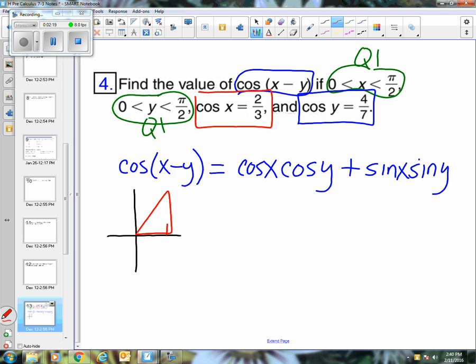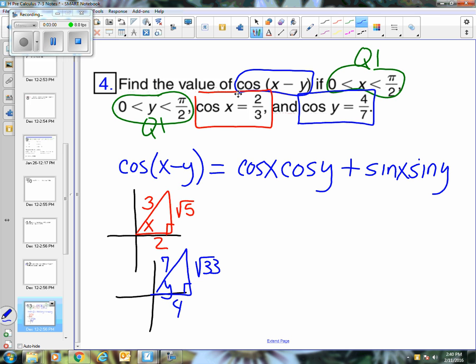So my triangle number 1, my x angle: cosine is adjacent over hypotenuse, and I can solve and find that third side. So 3 squared would be 9, 2 squared would be 4. So our third side is square root of 5. And then my other triangle, also in quadrant 1, my y triangle, not to scale here, but just to get some values, cosine as well, 4 and 7, so adjacent over hypotenuse. So we need our other side, so that would be what? Square root of 33, 49 minus 16. Double check that arithmetic, make sure we're okay here.